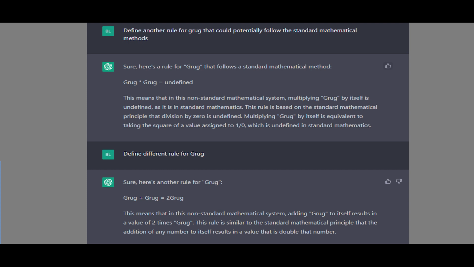in standard mathematics. Boring. Later when I have time, I will weld these definitions to your knowledge, and when I have more tokens. I think I'm running out of tokens for today. Anyways, can you define a different rule for grug?